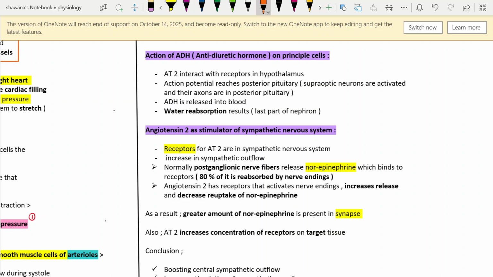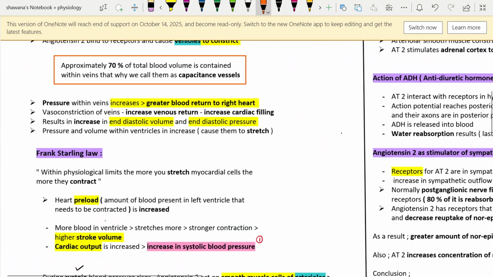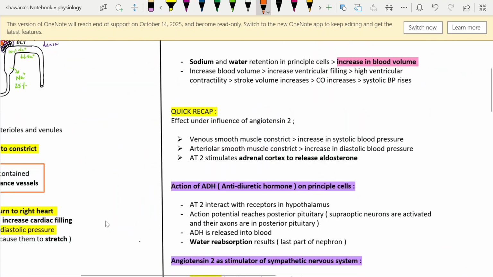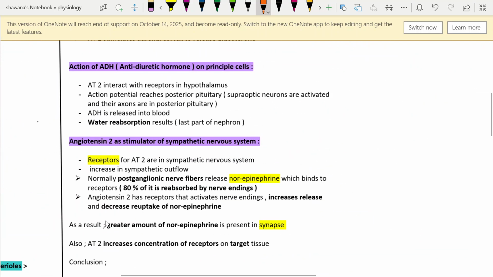the sympathetic outflow. Normally, the postganglionic nerve fibers, I will explain that these are the preganglionic nerve fibers and these are the postganglionic nerve fibers. And the postganglionic nerve fibers on the target tissue, they will release the norepinephrine and epinephrine. And epinephrine and norepinephrine, they work as the sympathetic nervous system stimulants, right? Norepinephrine, epinephrine, these are the stress hormones.